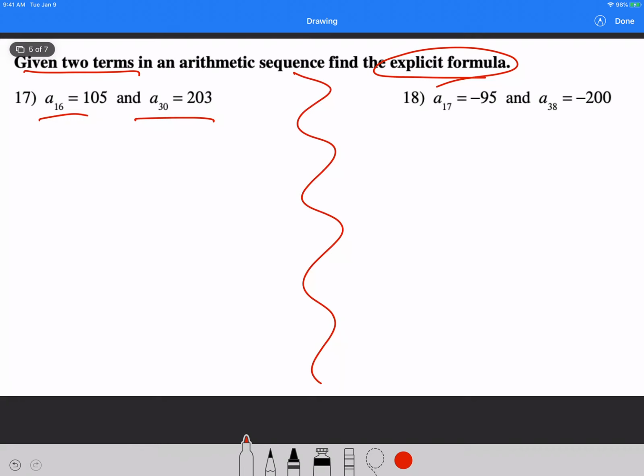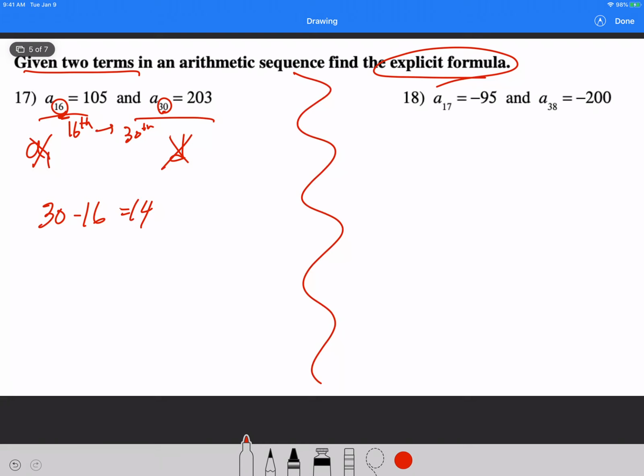For these questions, you're not given a sub 1. You're not given the common difference, so you're really down in shambles, but here's how it's going to be. You need to find out the number of terms that is between 16 and 30. How many more terms do you need to go from the 16th term to get to the 30th term? Well, it turns out that you need to go 14 more terms, right? Because you can just do 30 minus 16, which is 14. Okay, so that's 14 terms after the 16th term.